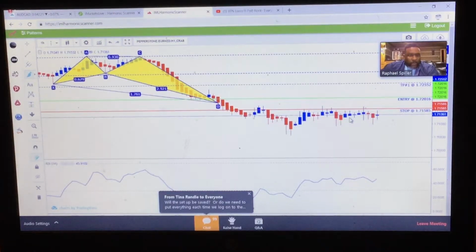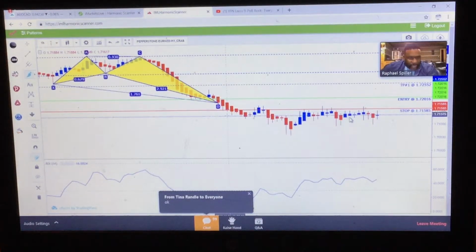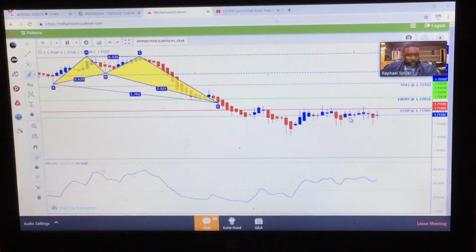Will you offer perspective on the wicks or exhaustion candles? Certainly. Let's talk about that now. Will the setup be saved, or do we need to put everything up each time? No, you can save it, and I'll show you how to save it. Do we need a number to set the shark indicator? No, you don't. I'm going to say no, because I think I know what you're talking about, but I'm not too sure. But we'll get y'all going on that in a second.